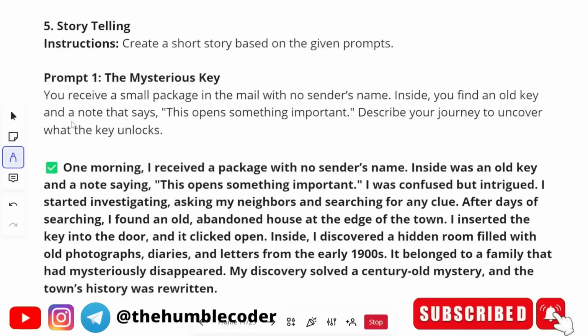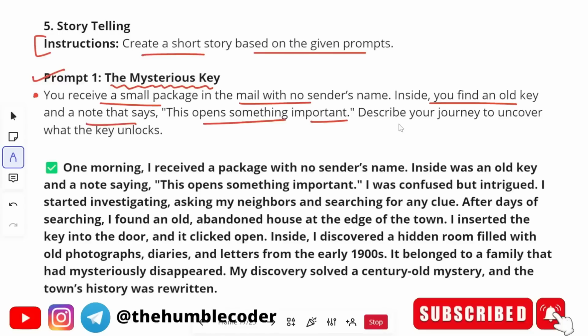Let's see this next question that we have. Let's first understand the instructions and then we will move forward with solving the question. The instruction is, create a short story based on the given prompt. The title of the story is The Mysterious Key, and the prompt given to us is, you receive a small package in the mail with no sender's name. Inside you find an old key and a note that says this opens something important. Describe your journey to uncover what the key unlocks.